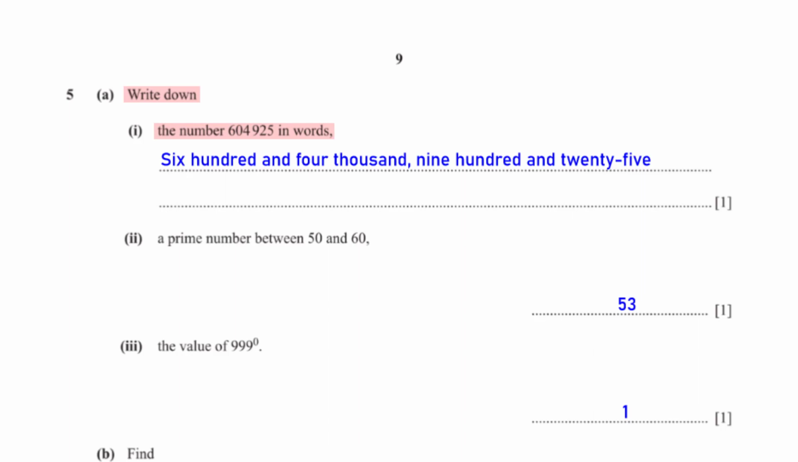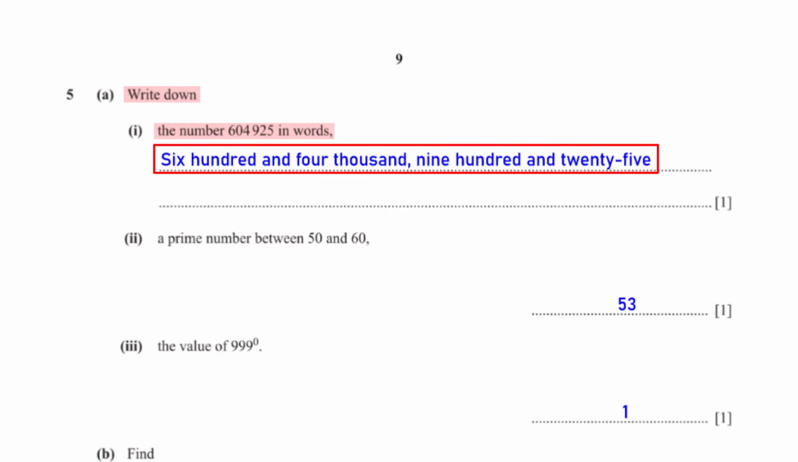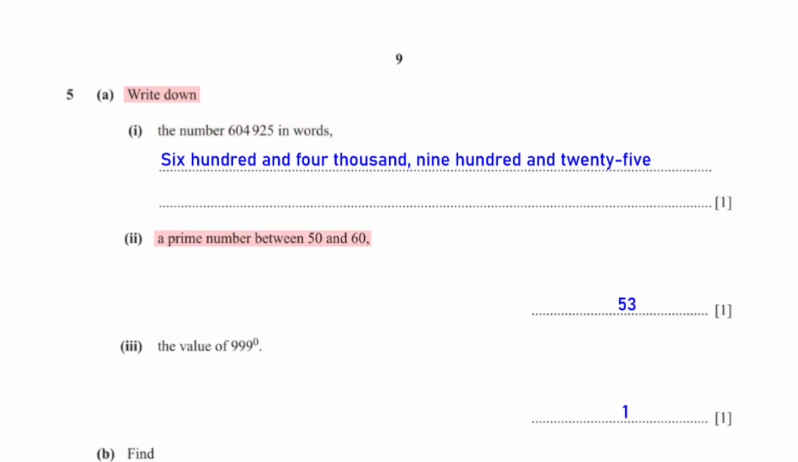Write down the number 604,925 in words. Here is the number written in words. Write down a prime number between 50 and 60. One of the prime numbers in this range is 53. The other prime number is 59.